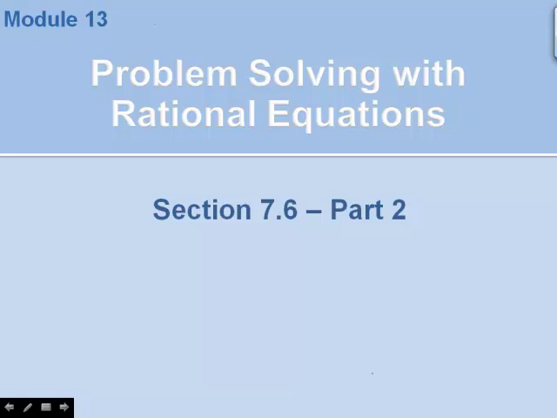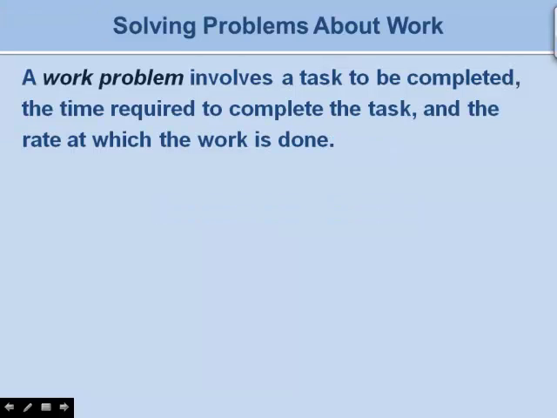This is Module 13, Section 7.6, Part 2, about problem solving with rational equations. First, we're going to look at how to solve problems about work. A work problem involves a task to be completed, the time required to complete the task, and also the rate at which the work is done.